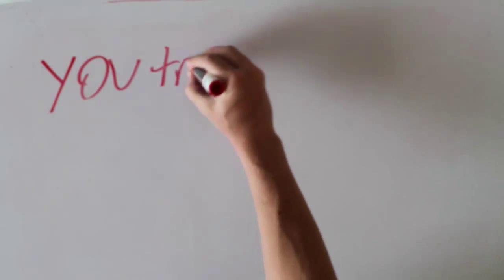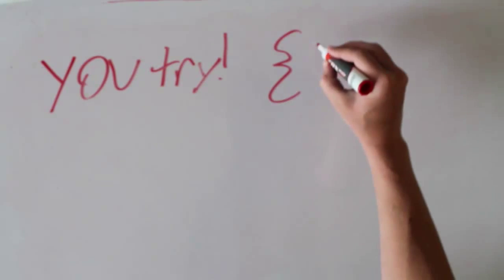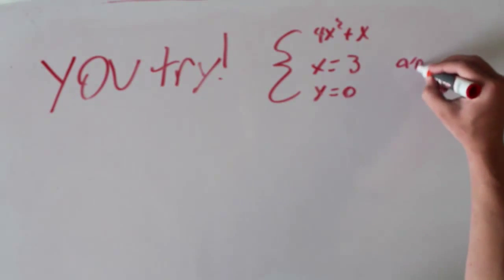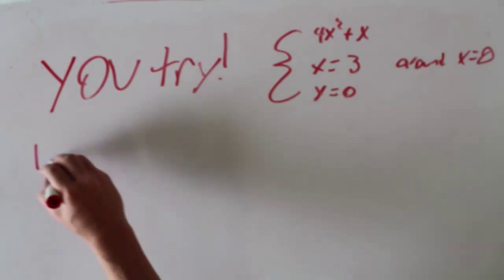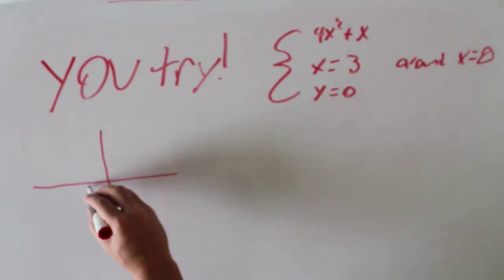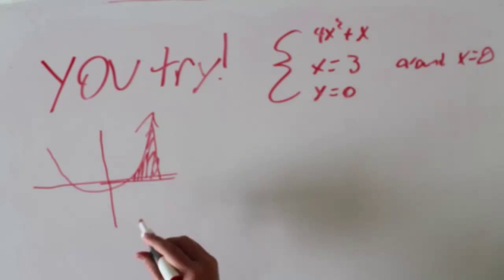You try. So what is the volume of the solid created by the plane bound by 3x squared plus x equals 3, and the x-axis revolved around the y-axis? Let's pause the video real quick. Let's draw a picture first. It doesn't have to be exact. Let's just do our best. Let's rotate around that axis.